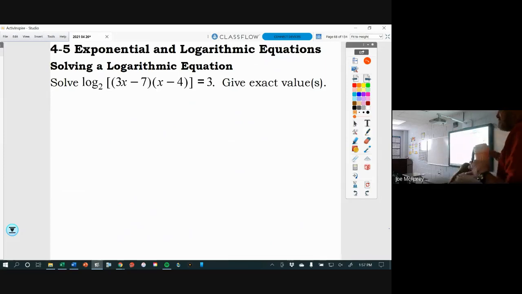Wait, I think I know how to do one. What's the base? 2. Oh, 2. What's the power? 3. So 2 cubed is 8. 8 equals what? The thing, which is that ugly mess right there. Go with it. Then write it down.